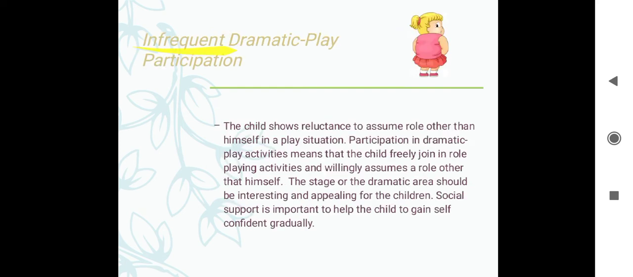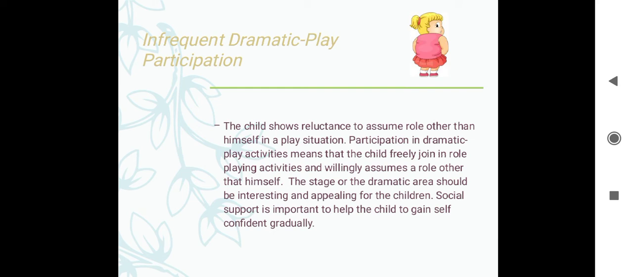Seterusnya, infrequent dramatic play participation. Kurang ataupun tidak involve, sangat tidak involve untuk aktiviti dramatic play. The child shows reluctance to assume a role other than himself in a play situation. Participation in dramatic play activities means that the child freely joins in the role-playing activities and willingly assumes a role of others than himself. The stage of a dramatic area should be interesting and appealing for the children. Social support is important to help the child to gain self-confidence gradually.